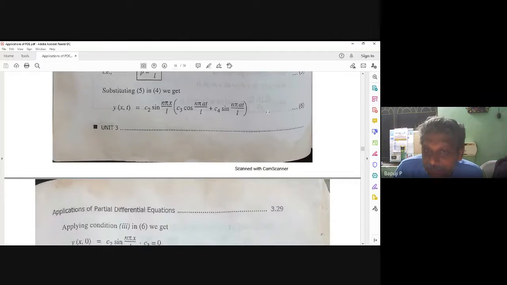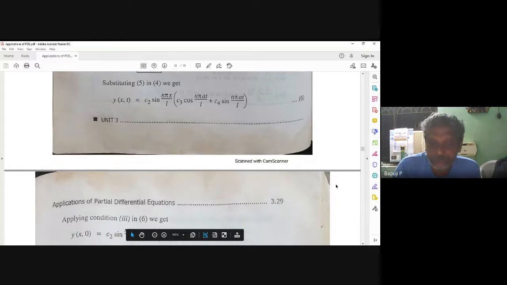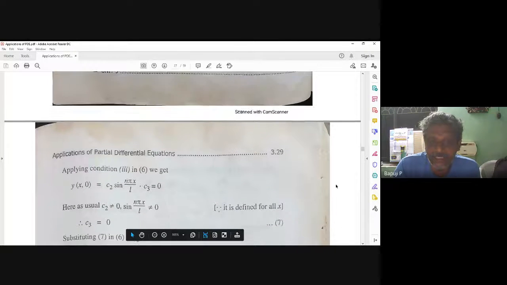Can you agree? Yes, sir. Because this term vanishes. The balance terms are C2, C4. One is sine, one is cos. Like this you can compare slowly. Then only the subject will develop. Shall I go further, sir? After explanation, I will reach this.